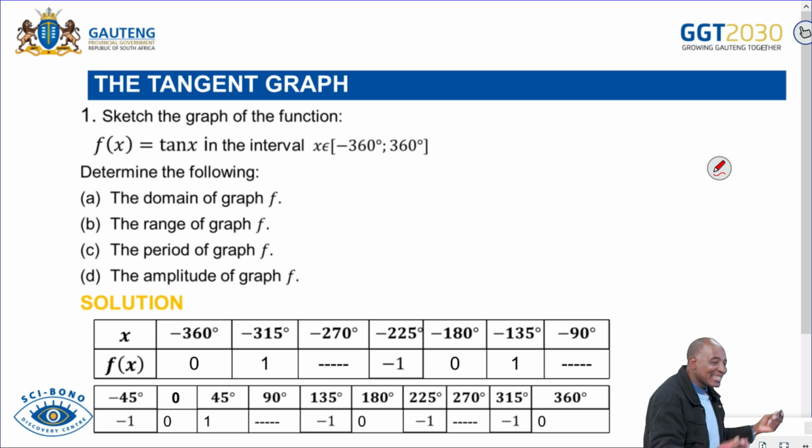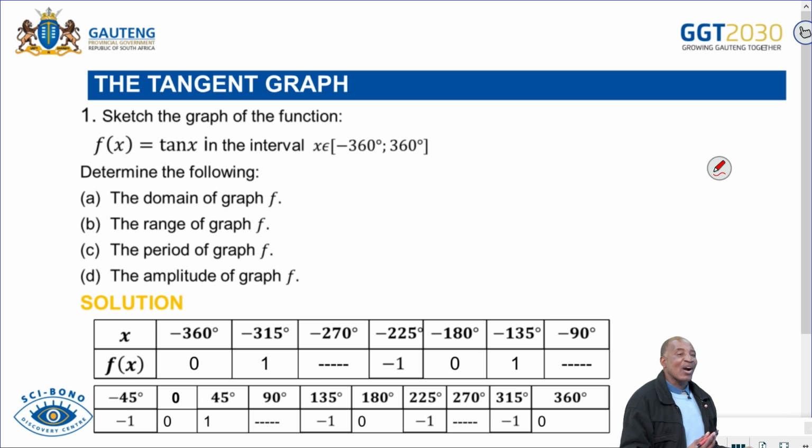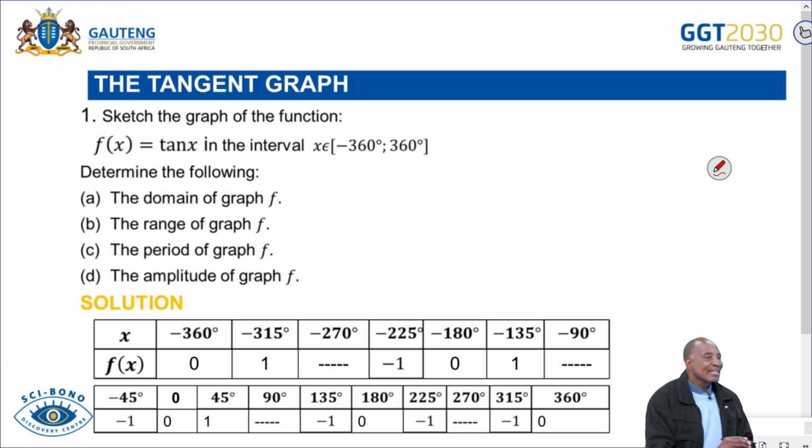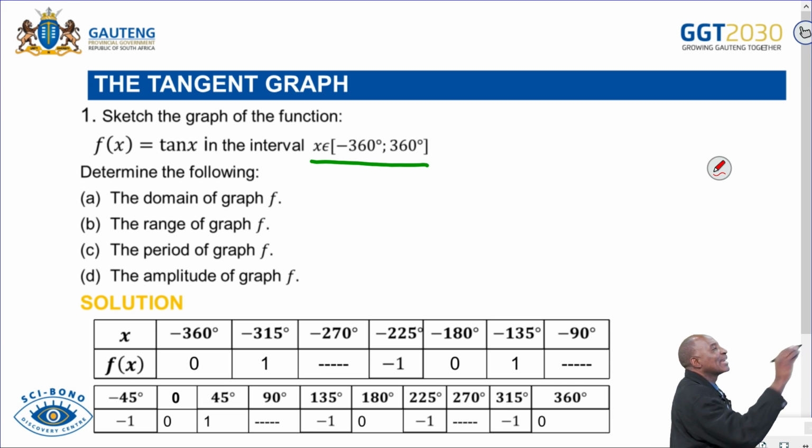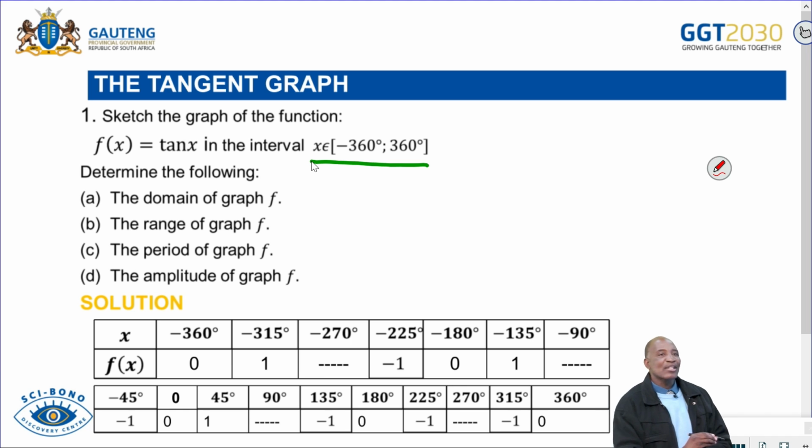As you define these graphs, like we indicated earlier on, you need to define them in terms of their periods, in terms of their amplitudes, as well as in terms of their domain and range. That's how we define these functions. That's how we interpret them. Right. So in this case, I'm going to focus on the tangent graph over the same domain, negative 360 degrees to 360 degrees.